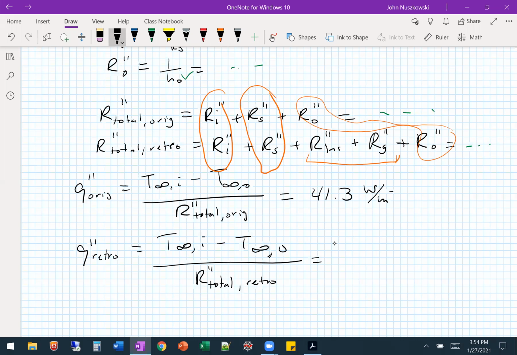So for the original, with what's given, running the numbers and calculating them, you get 41.3 watts per meter squared. And then for the retro, you end up getting 14.0 watts per meter squared. Okay.